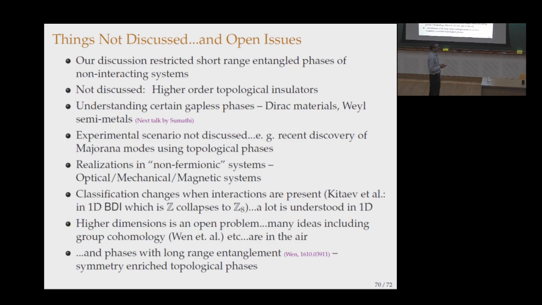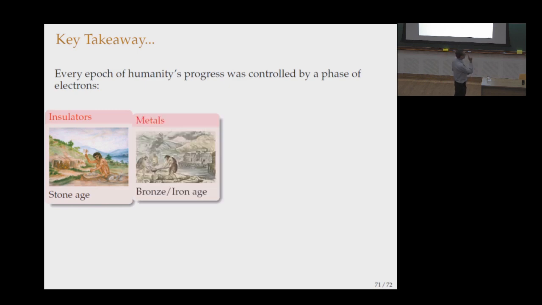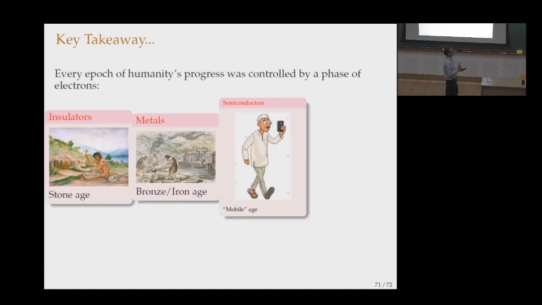So what's the key takeaway? The key takeaway is the following. If you look at humanity's evolution as a function of time, every epoch of humanity was governed by a particular phase of electrons. You start with the Stone Age, which was governed by an insulating phase of electrons. Then the next phase was governed by a liquid phase of electrons. And the next phase was governed by a semiconducting phase, which is effectively an insulating phase, but you make it metallic by some doping or something.